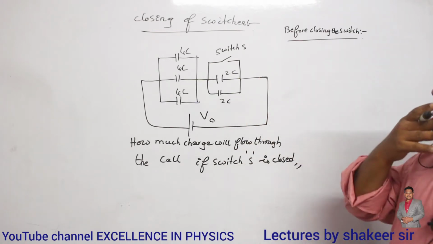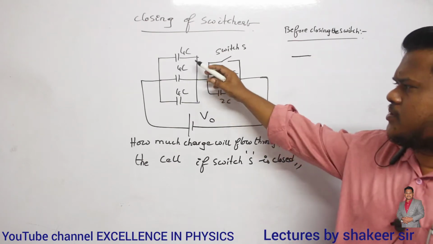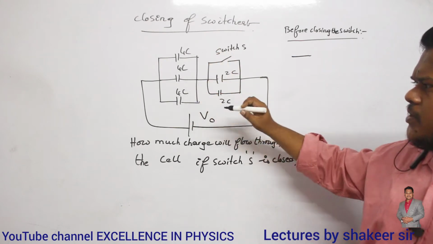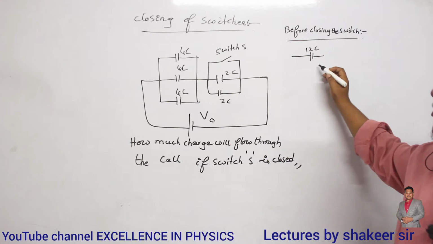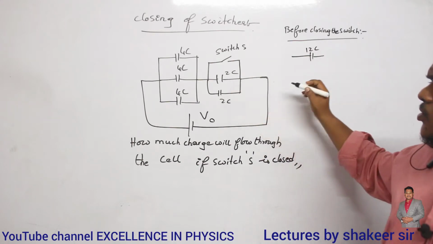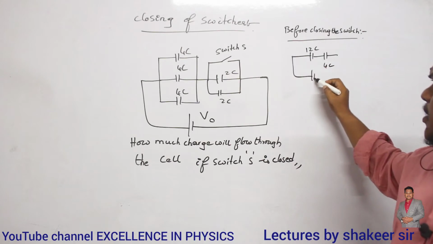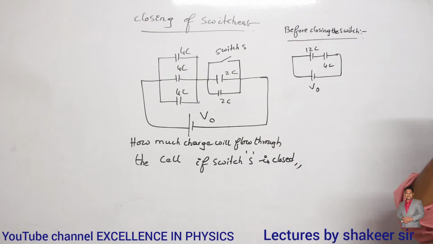Before this switch is closed, what is the equivalent circuit? I can draw the equivalent circuit. These 3 capacitors are connected in parallel, so 4 plus 4 plus 4 is 12C. This is the equivalent capacitance, and here 2 and 2 make 4C. So 4C is connected to a battery of potential difference V0. This is how I can draw it.